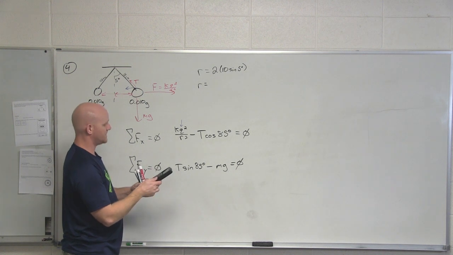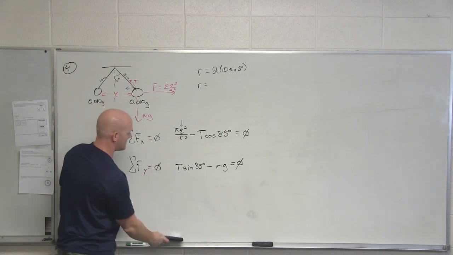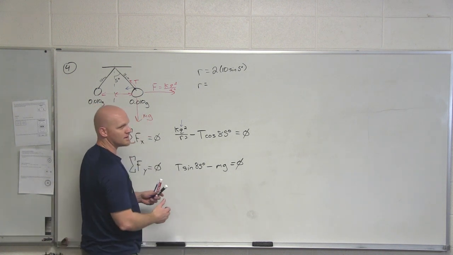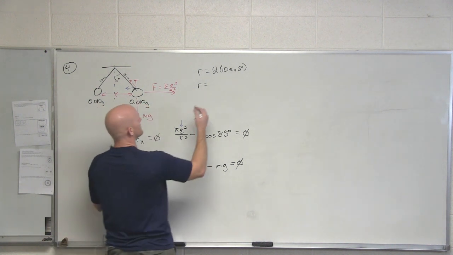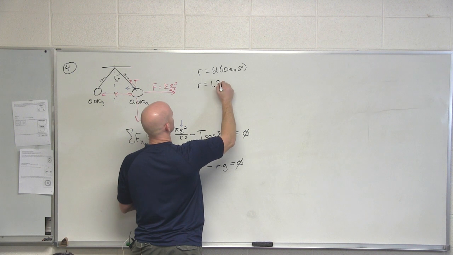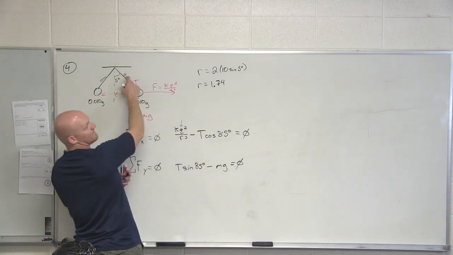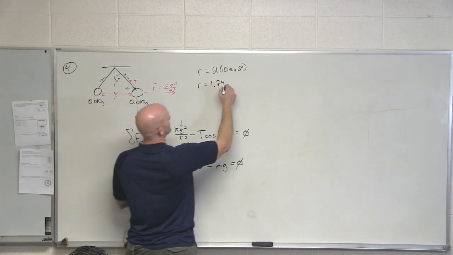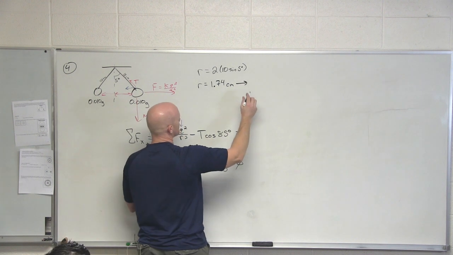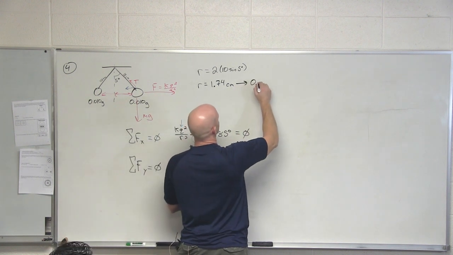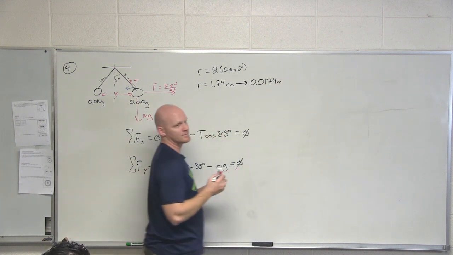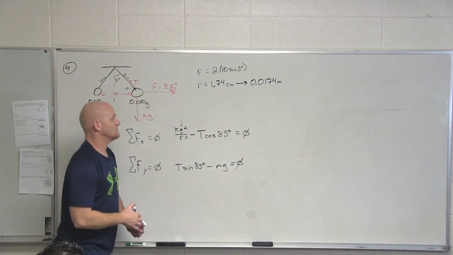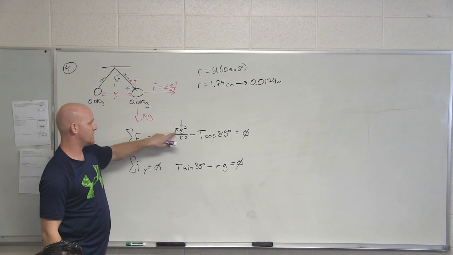Glad you went and got your calculator, Joseph. 1.74. 1 point what? 74. Actually, 1.74 what? Centimeters, which means, what does that equal in meters? 0.0174. Good. Cool. All right, so we know r, and we know k, it's a constant.